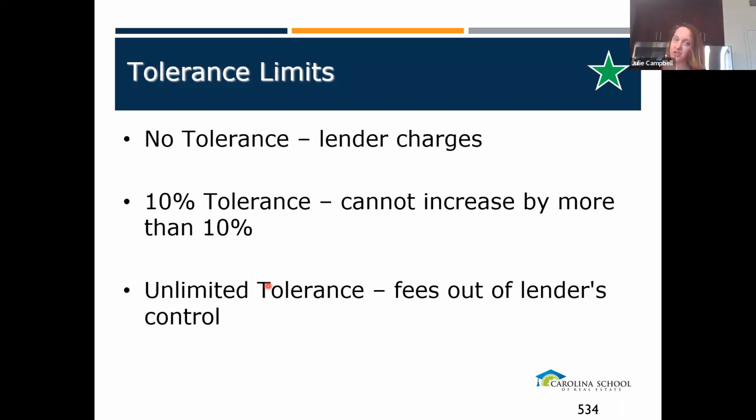One thing that's not allowed to change from the estimate are the lender's fees. Whatever the lender tells the borrower they're going to collect in fees at closing is what it is. It cannot change.